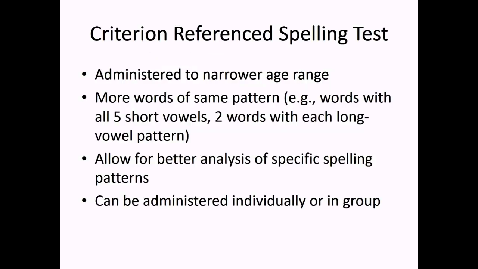You administer this to a narrower age range. So the test of written spelling could be administered to anybody between 4 and adulthood, and this is going to be restricted to the grade levels that are the criteria. There are more words of the same pattern, so you'll see words with all 5 short vowel patterns, 2 words with each long vowel pattern, etc. It allows for better analysis of specific spelling patterns. It also can be administered individually or in a group.